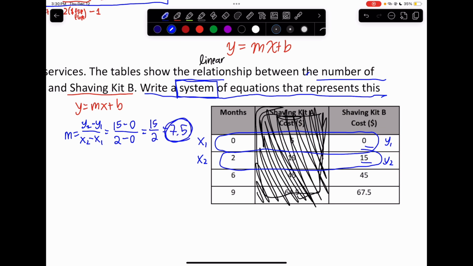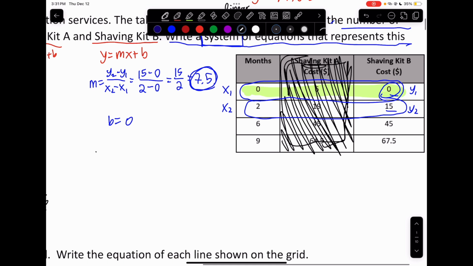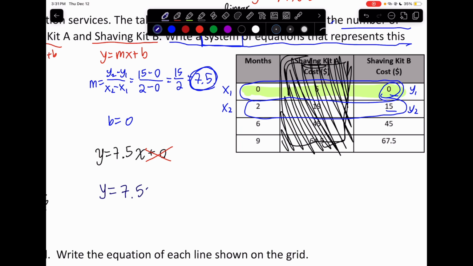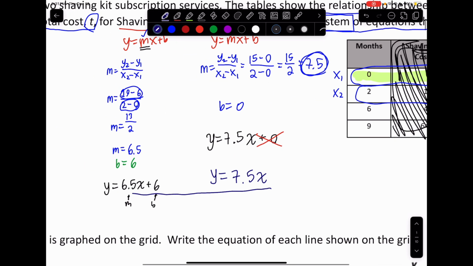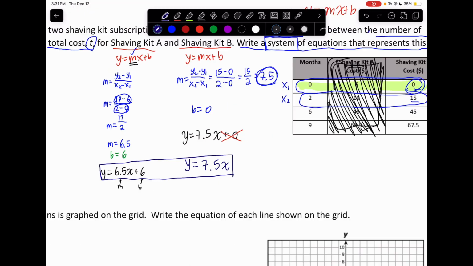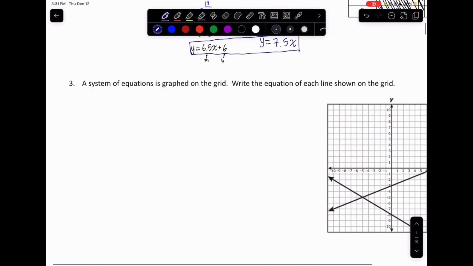So there's my M. And then again, luckily I do see 0, so my B is 0. So technically, if I plug in everything that I see, I would get y equals 7.5x plus 0. And that would not be wrong. But again, adding 0 does not change the value of something. So I can just say that's y equals 7.5x. So these 2 equations together will form my system. Boom, done.